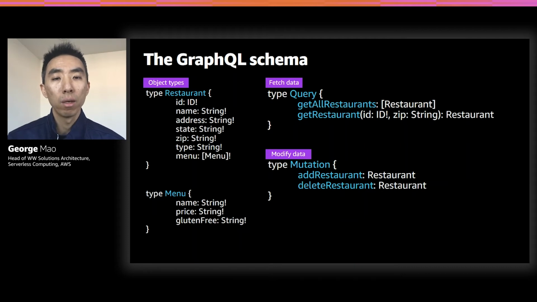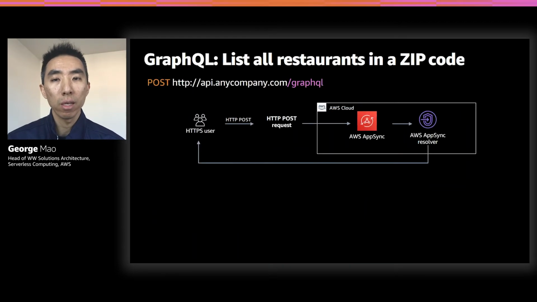So on the bottom right, we can see that I'm adding two mutations. One is for adding a restaurant, and another is for deleting a restaurant. So let's take a look at how GraphQL works in this case.